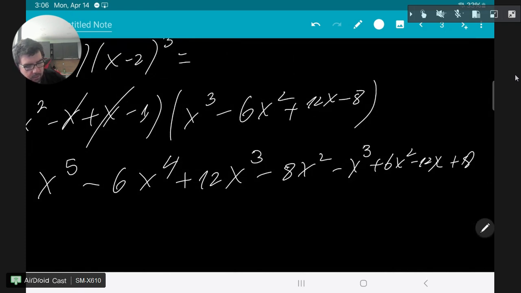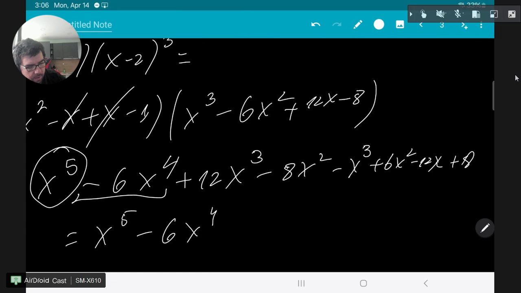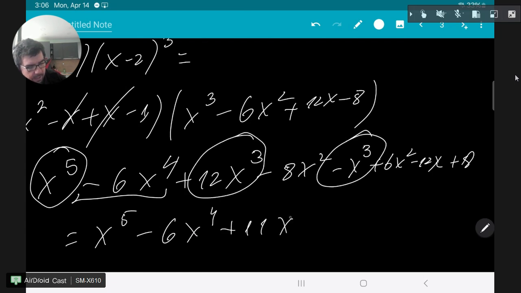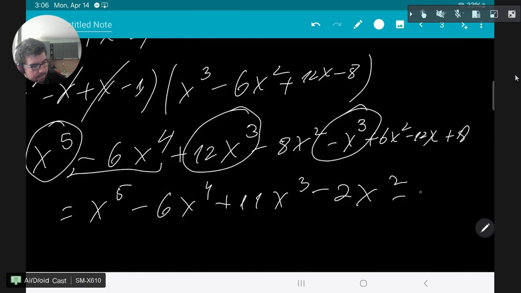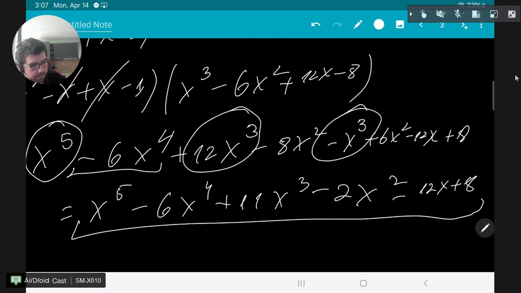Okay, so this is of the highest power, has no similar. This one has no similar. So x to the power of 5 minus 6x to the power of 4, plus 12 minus 1 is plus 11x to the power of 3, minus 2x to the power of 2, minus 12x plus 8. Okay, and this is, I believe, the standard form.